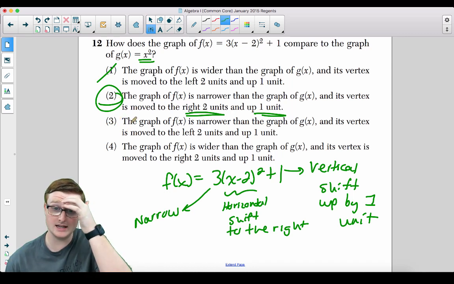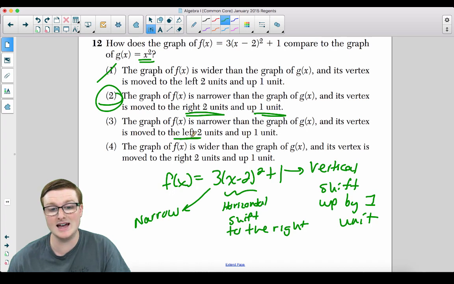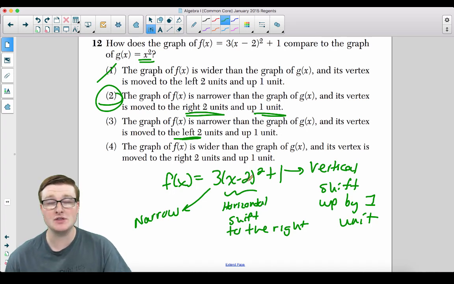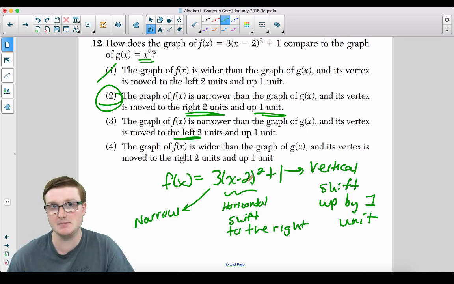The only problem with this one is that they said move to the left by 2 units. And that's a common mistake that people make because the horizontal shift is opposite the sign. So if it's negative 2, you would think it's going to the left, but it's actually going to the right by 2 units. So therefore, it's going to be choice 2.